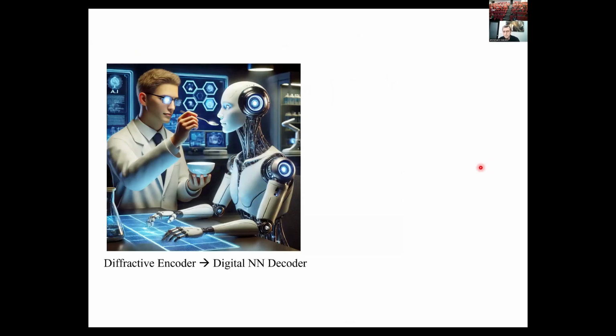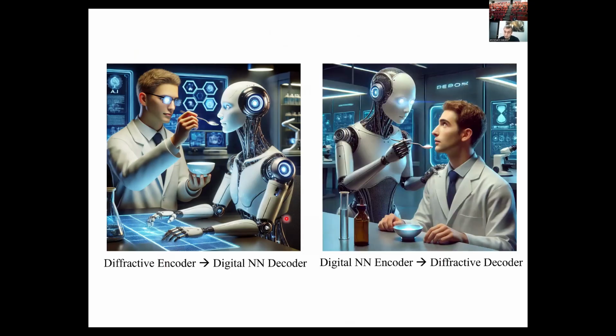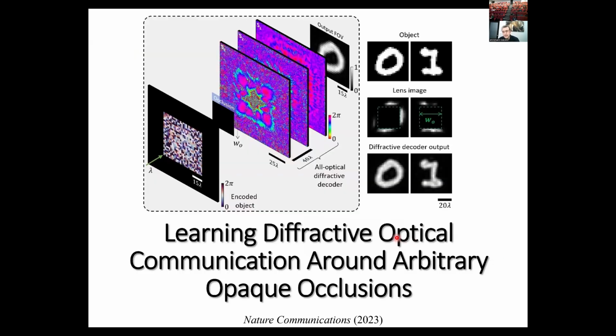Another opportunity here is to switch what the diffractive processor does and what the digital network does. In the previous example, the diffractive network was an encoder. You can also switch the roles. You can have a diffractive system work as a decoder for a digital encoding scheme. A very good example of this is learning to communicate around an arbitrary opaque occlusion.